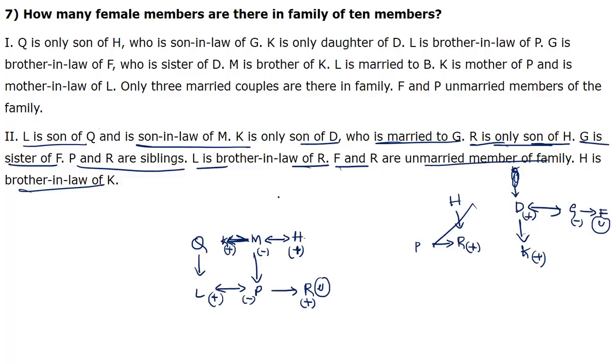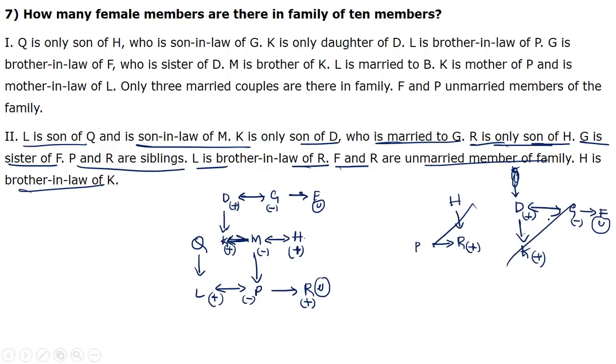Now K's parents, the information is given about K's parents, that is D and G are parents. So D is the male member, so G would be the female member, and they are husband and wife. And F would be the unmarried person. This particular person is the brother or sister of G, but the gender is not known to us.